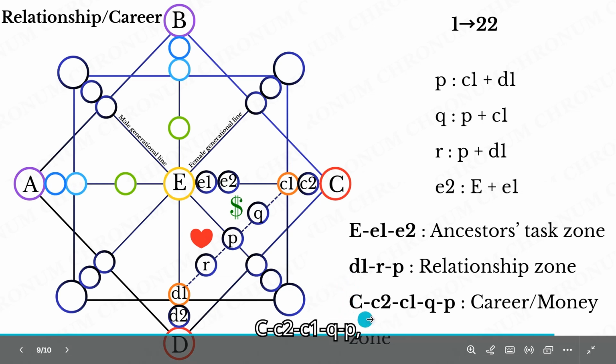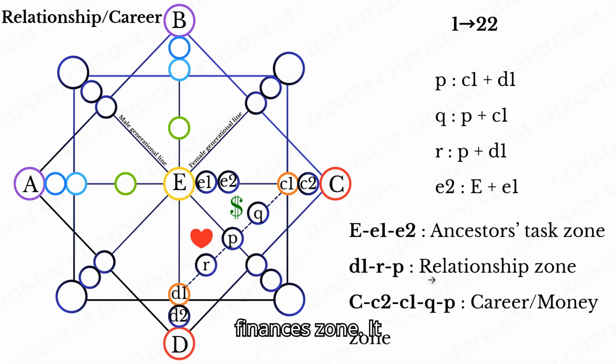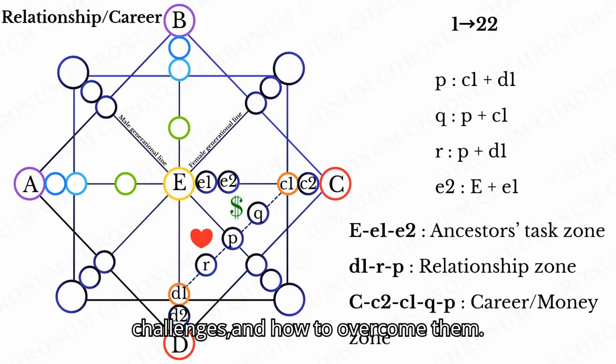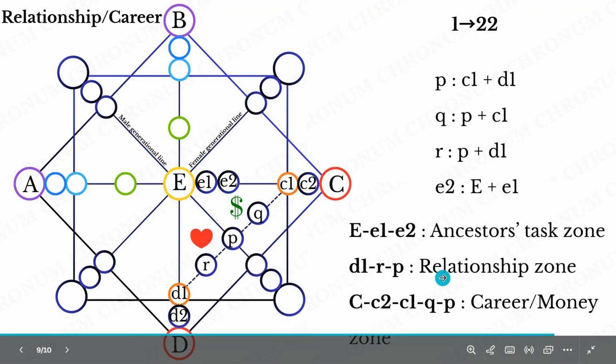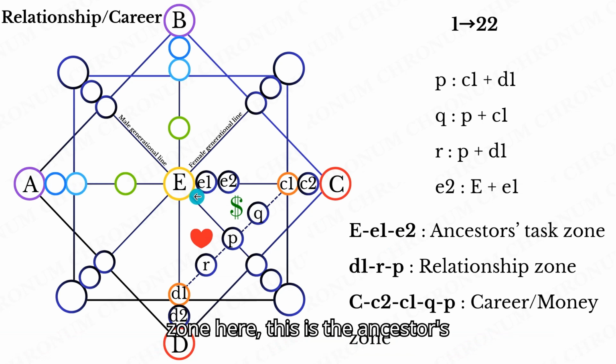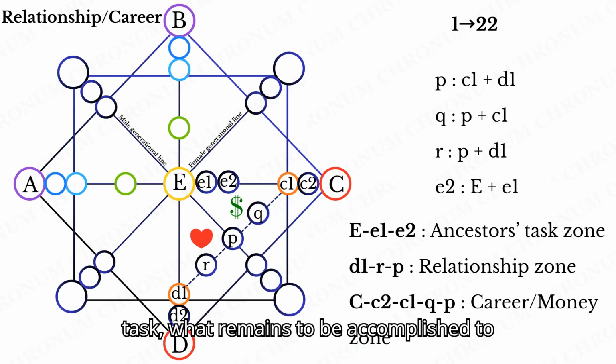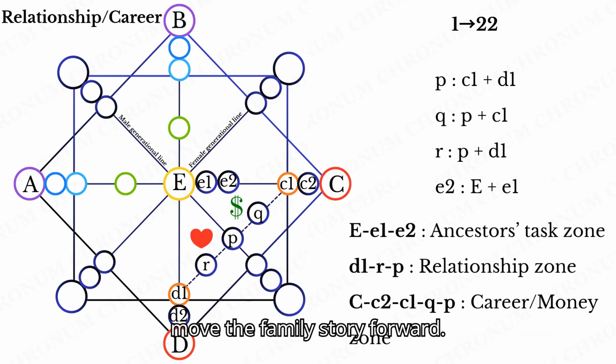Next we have C, C2, C1, Q, P, this zone here, which is the career and finances zone. It indicates the field that may suit us as work, possible challenges, and how to overcome them. Finally, the E1, E2 zone here. This is the ancestors' task, what remains to be accomplished to move the family story forward.